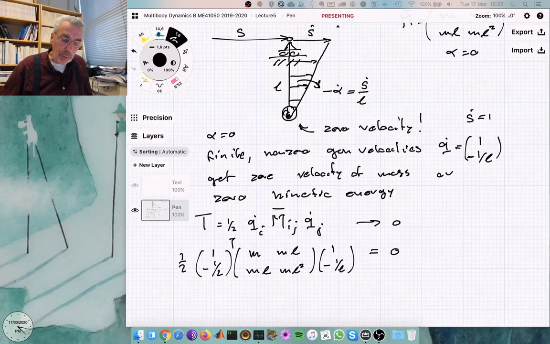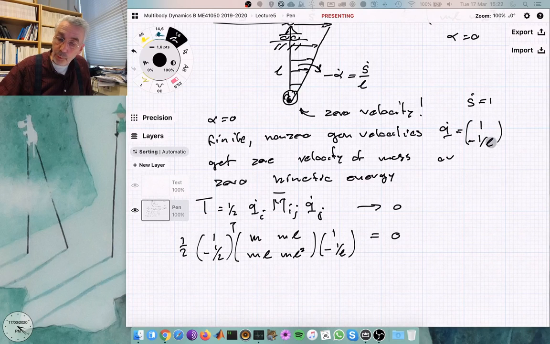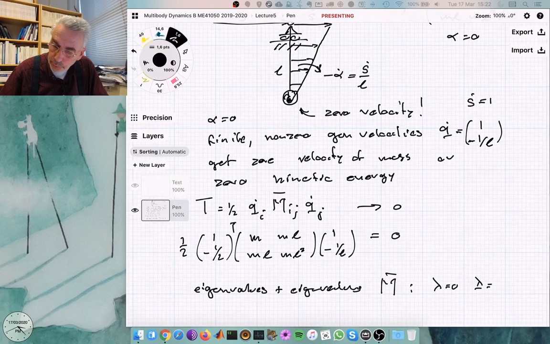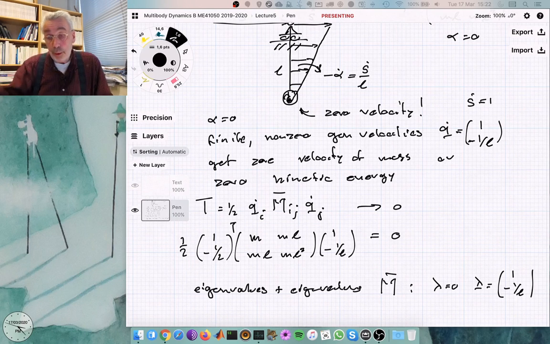In conclusion, what can we say about this? We could also find this velocity by looking at the eigenvalues and eigenvectors of this mass matrix. If you do that, then you will see that you get a 0 eigenvalue, and then the corresponding eigenvector is 1 and minus 1 over L. And that shows that the thing is singular.